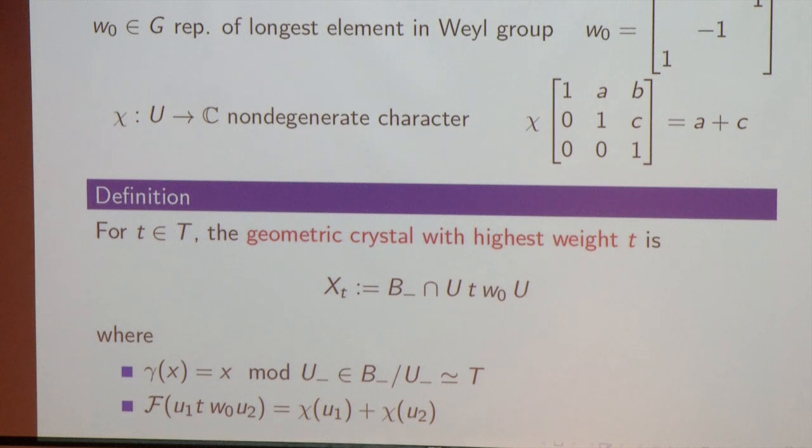It comes with this additional data in a geometric crystal. One of the pieces of data is a map to the torus. And in this case, if you've got a lower triangular matrix, you get a map to the torus by just remembering the diagonal entries. So just forget the strictly lower triangular part. So that's what the map to the diagonal matrix is. And then there's a rational function on this set. And it's defined by: take your lower triangular matrix, factorize it in this weird way. And you see U1 and U2 here, and you just apply the chosen non-degenerate character to both of these things and add the answer. So that's some function on X_T.